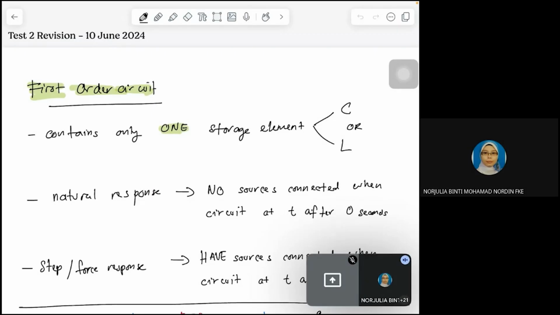So, as you can see here, when we talk about DC transient analysis, we have two types of analysis. The first we call a first order circuit, and the second we call the second order analysis. For transient analysis, the reason we call it a first order circuit is because the circuit contains only one storage element, whether a capacitor or an inductor. Based on that configuration, we call it a first order circuit.